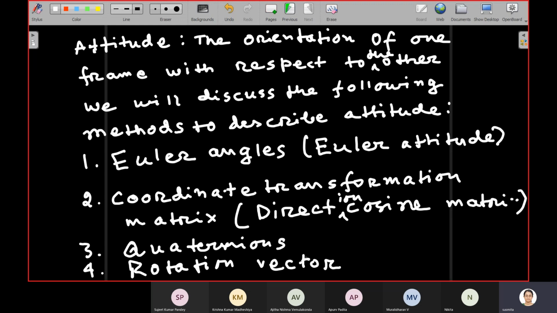And attitude is required only if we talk about the INS, Inertial Navigation System. As far as GNSS is concerned, in this class we do not require attitude. But in case you do not know about this method, it's worth knowing how we represent attitude. Okay. So let's start with the Euler angles.